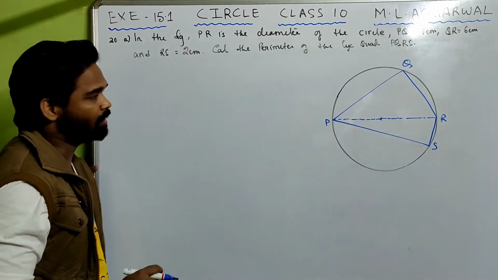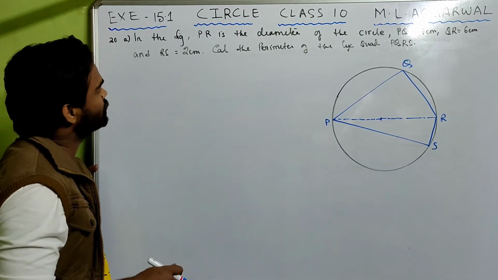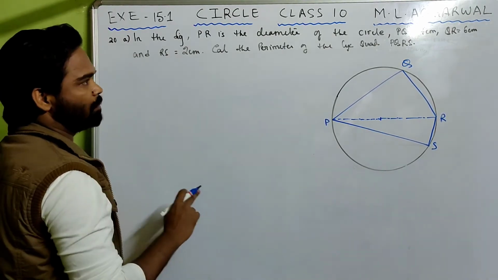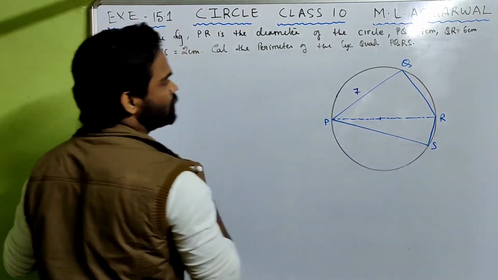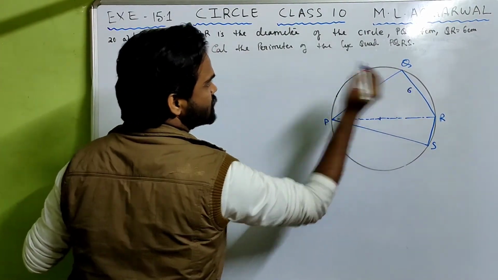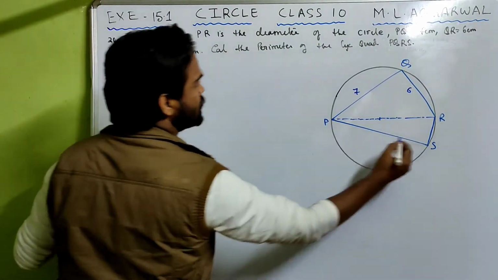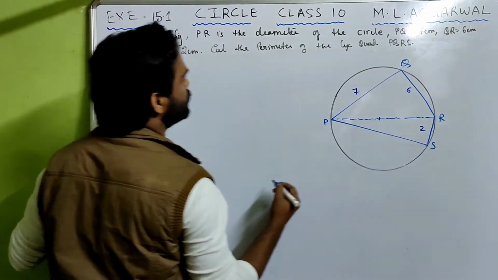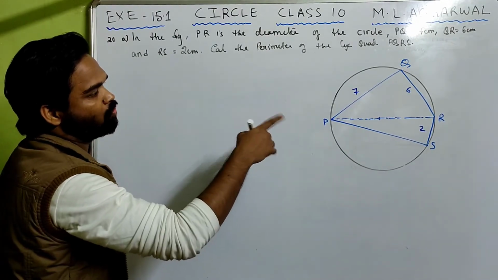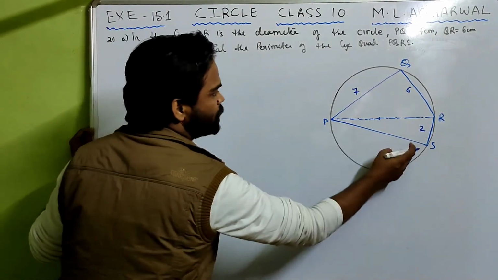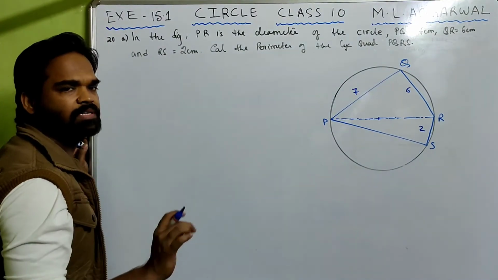Now let us look at the next sum. Now look at triangle part A. I think this is the easiest one. In the figure, PR is the diameter of the circle, PQ is 7 centimeter, QR is 6 centimeter, RS is 2 centimeter. Find the perimeter of the cyclic quadrilateral PQRS, which means we need PS. If we get PS, our work is done.